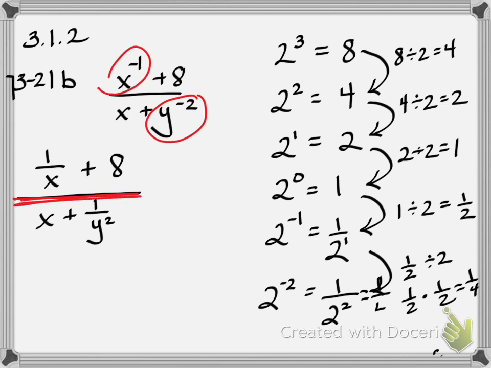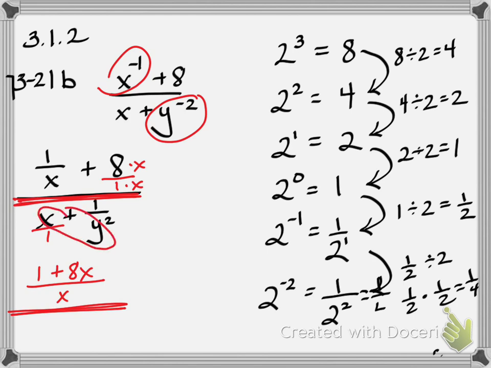Friday in class. We'll work in the numerator. We'll make 8 a fraction, and now we have 2 fractions. So you can do the butterfly method, or you can get your common denominator of an x, and you would get 1 plus 8x over the x, all over. For the denominator, you can put the x over 1. I think I'll do the butterfly method this time, just to go over both methods. So x times y squared plus 1 times 1 all over y to the second.